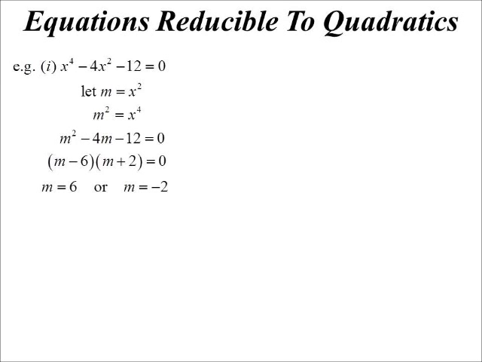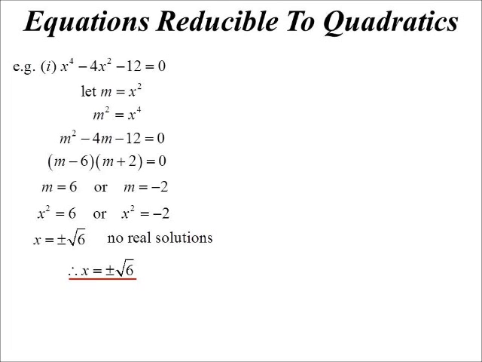But then we go back and say, oh, hang on a sec, m is in fact x squared, so x squared is 6 or x squared is negative 2, giving us the possibilities plus or minus the square root of 6, or, as far as we're concerned at the moment, no real solutions. Not correct to say no solutions technically, it's no real solutions. So for this one, whilst we're dealing with real numbers, the only answer is plus or minus root 6.